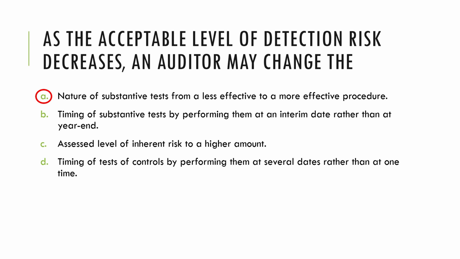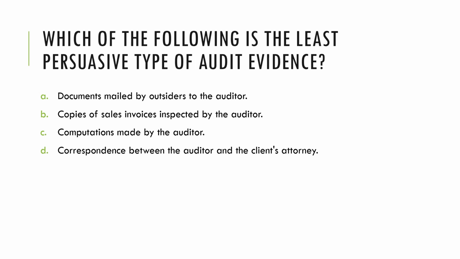Then we talk about nature, timing, and extent. When we talk about nature, it's actually letter A, performing tests, choosing procedures that are more effective instead of less effective. That's how an auditor becomes strict. In terms of timing, performing procedures as close to the balance sheet date as possible or covering the entire period under audit rather than an interim basis. And in terms of extent, using a larger sample size. Okay, those are the marks of a strict auditor. So the answer to this is alpha.